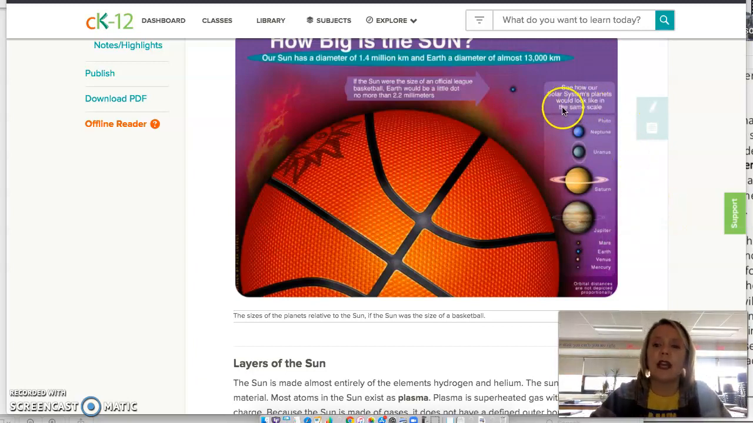And in fact, if you take all of the planets, even the gas giants, and add them all together, they only account for 0.2% of the total mass of the solar system. The other 99.8% is made up from the sun.